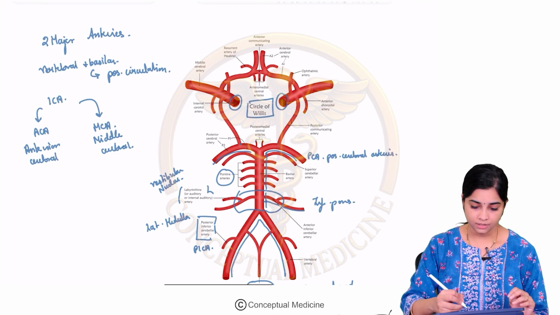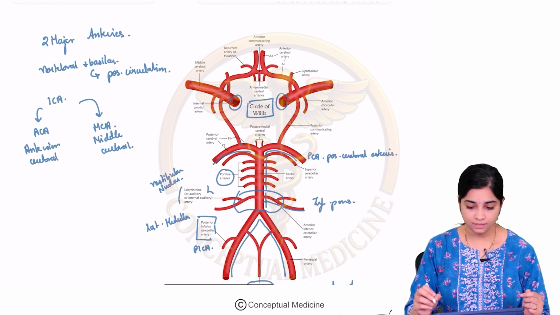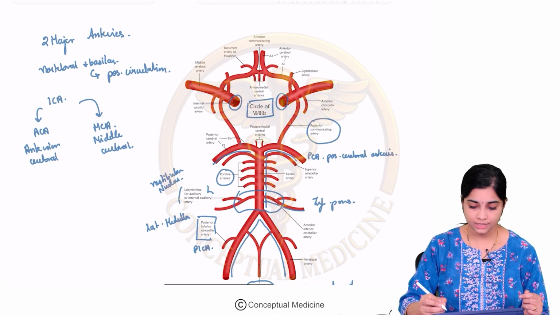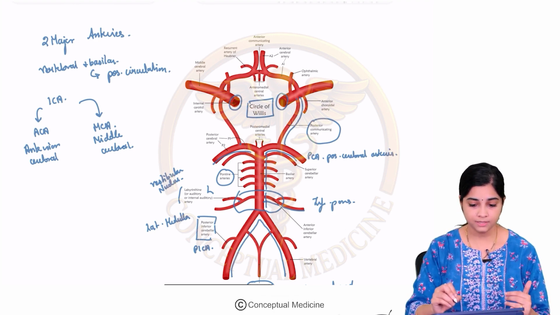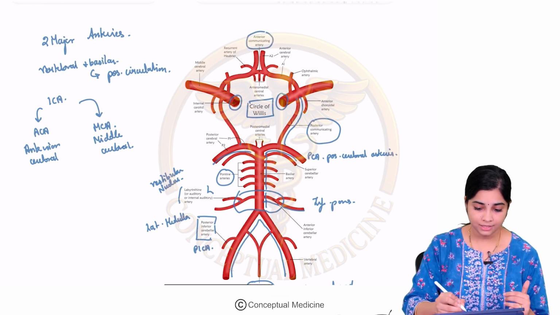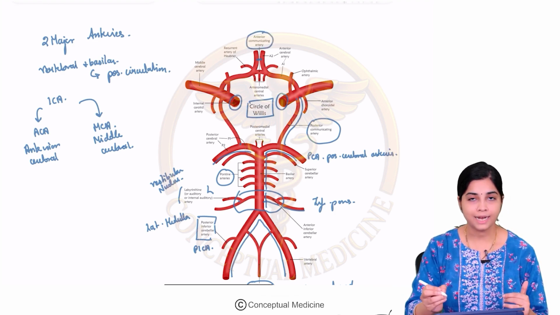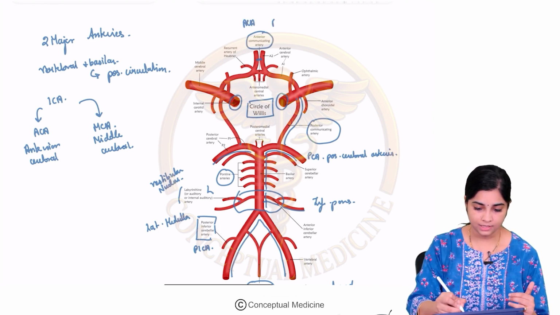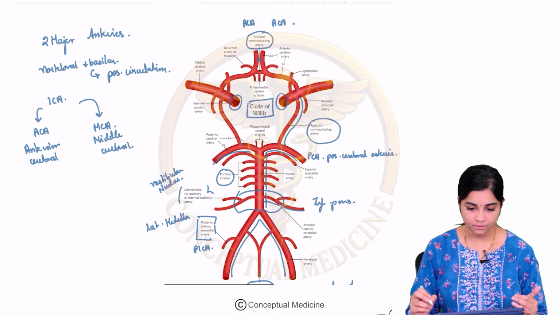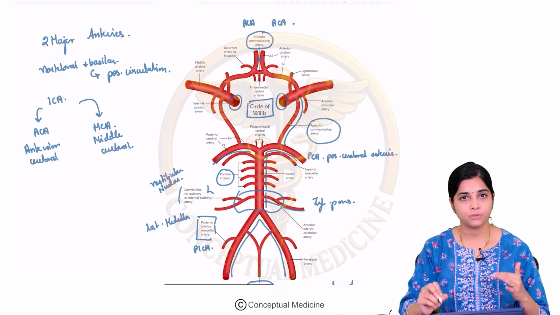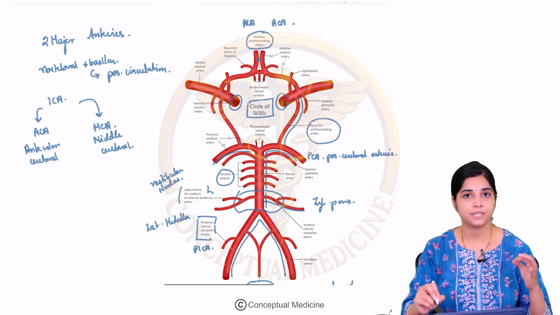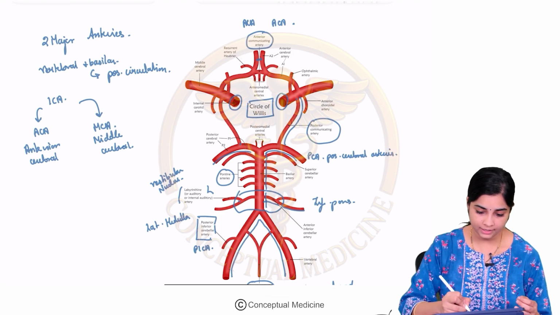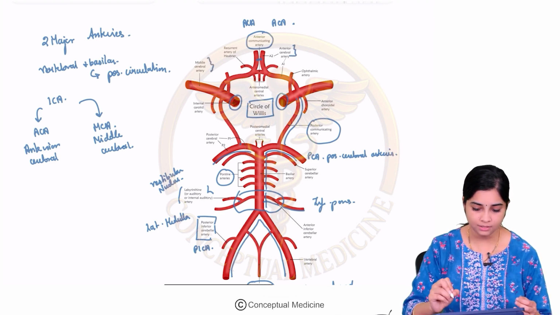Now, what are the communicating arteries? You have a posterior communicating artery, which is present between the internal carotid and the PCA. It helps in completion of the posterior part of the circle of Willis. Then we have the anterior communicating artery, which is present between the two anterior cerebral arteries, ACA here and ACA here, and between that you have an ACOM. So this is about your communicating arteries. What are the two major branches of ICA which help in the formation of the circle of Willis? We have the anterior cerebral artery and the middle cerebral artery.